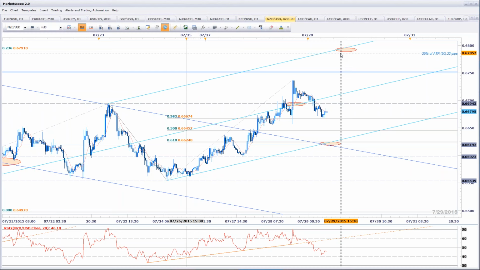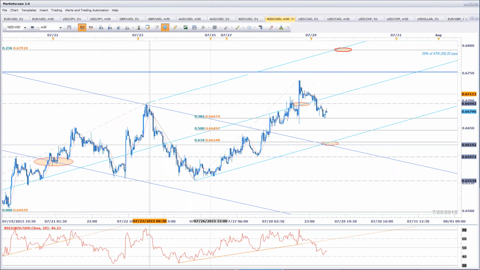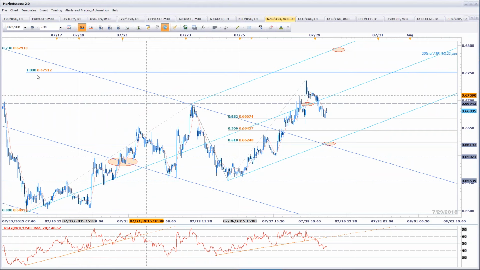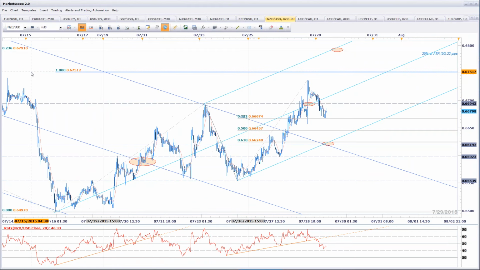Looking for a topside target just above that 67.50 level, which would complete a basic 100 off the low. Any questions on Kiwi dollar, Aussie Kiwi, or dollar CAD from yesterday's intraday update?